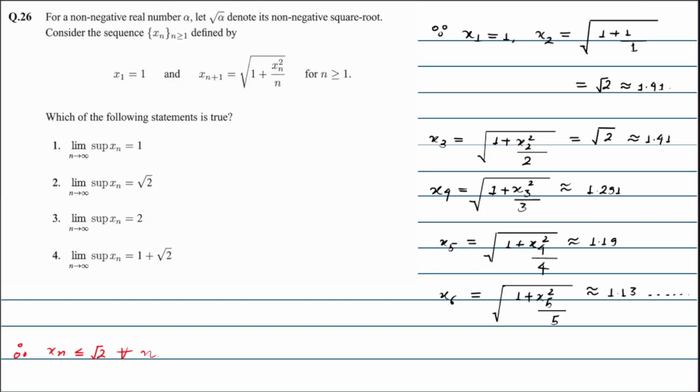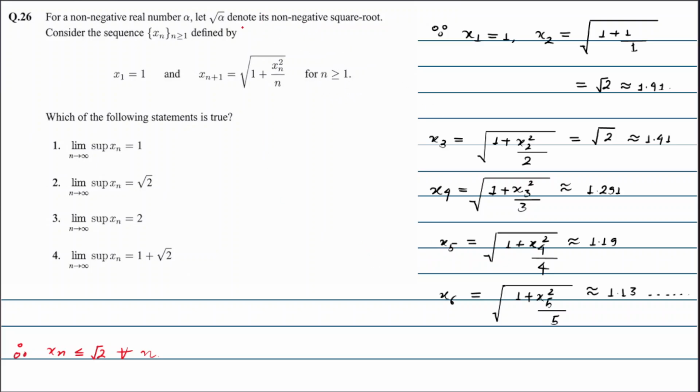Okay, so the question is saying that for a non-negative real number alpha, let the square root denote its non-negative square root. Consider the sequence this, and this. I have to find the lim sup of xn. Note that the question says root alpha denotes its non-negative square root. This means that whatever comes out of this square root will always be positive, according to the question.